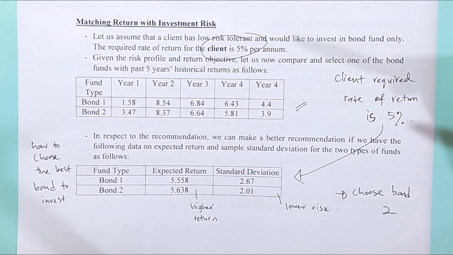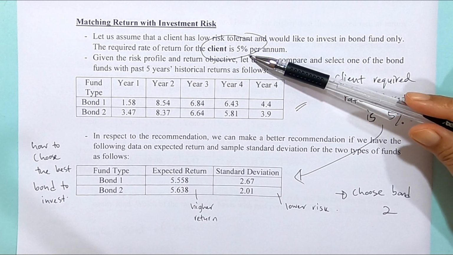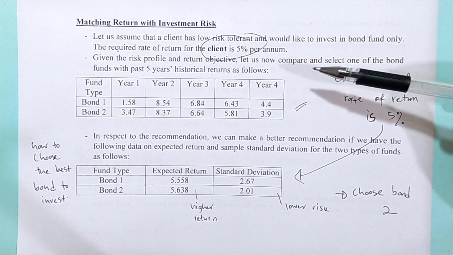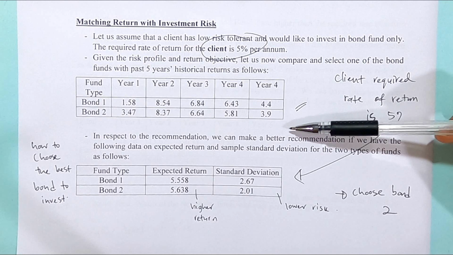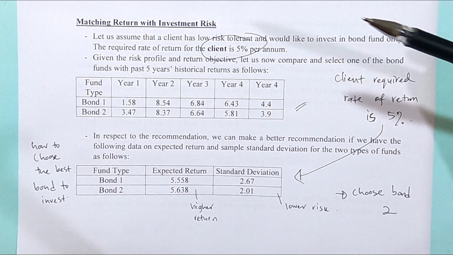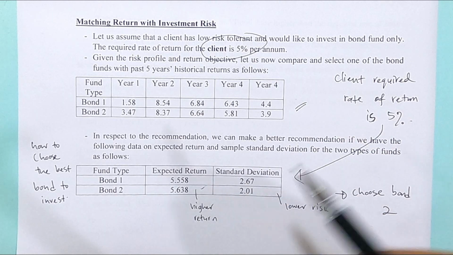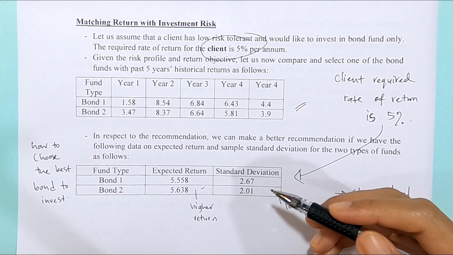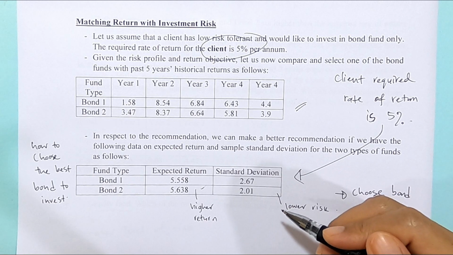All right. Now we are going to look at an example of how we can choose the best investment for our client. Let's say our client wants a minimum of 5% return per annum, and given that we have two types of investment, let's say bond 1 and bond 2. By having this data, it's difficult for us to make the decision which investment we should go for. Therefore, if we calculate the expected return and standard deviation, we can make a better analysis of how to choose the best bond for us to invest.